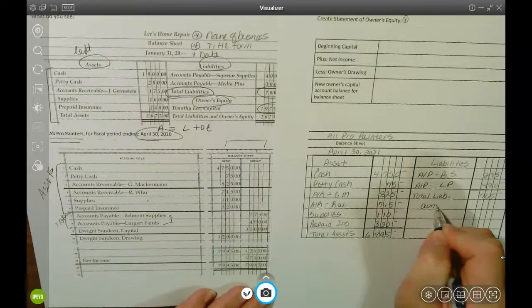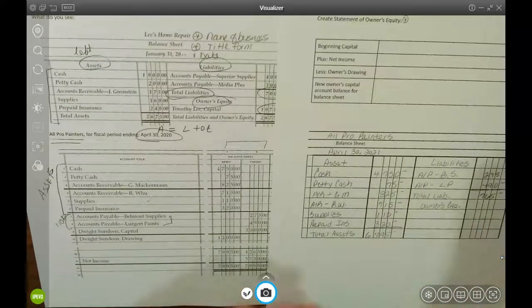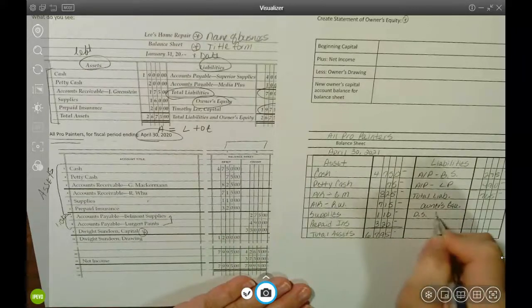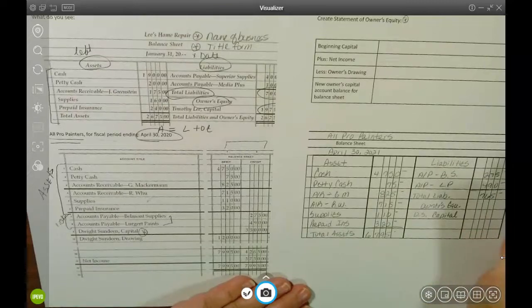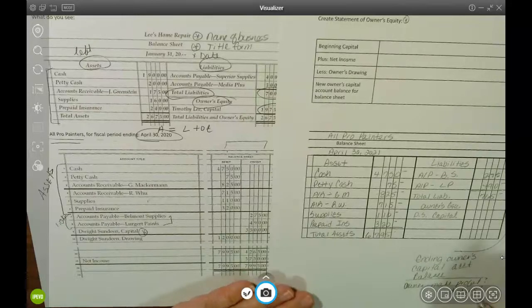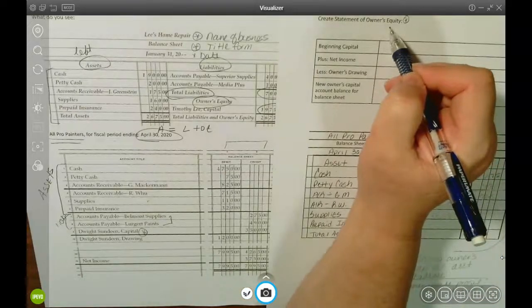Now we're going to do the owner's equity section. Now, if you look at this, we've got DS Capital here. But in order for you to get the ending owner's capital account balance, you have to take into consideration these things. Did the owner make a profit because it is his? And did he take anything out in drawing? So in order to do that, we are going to create a statement of owner's equity.